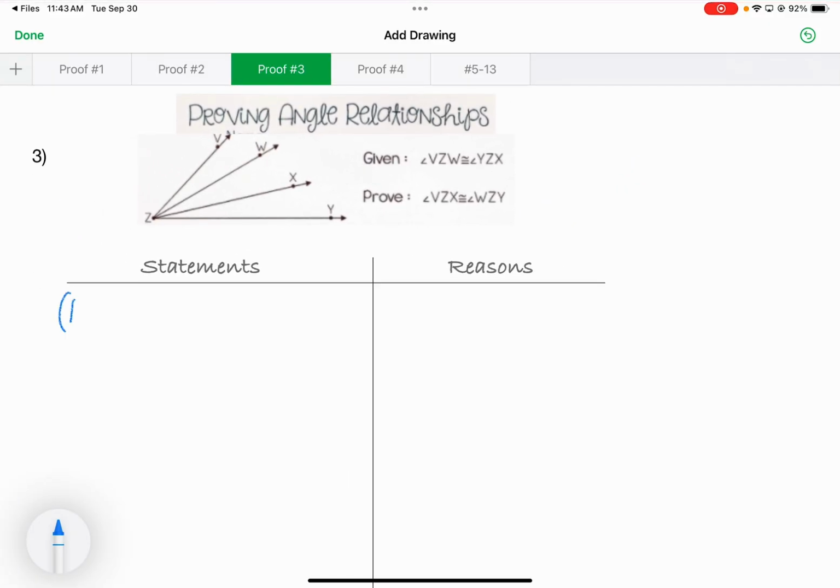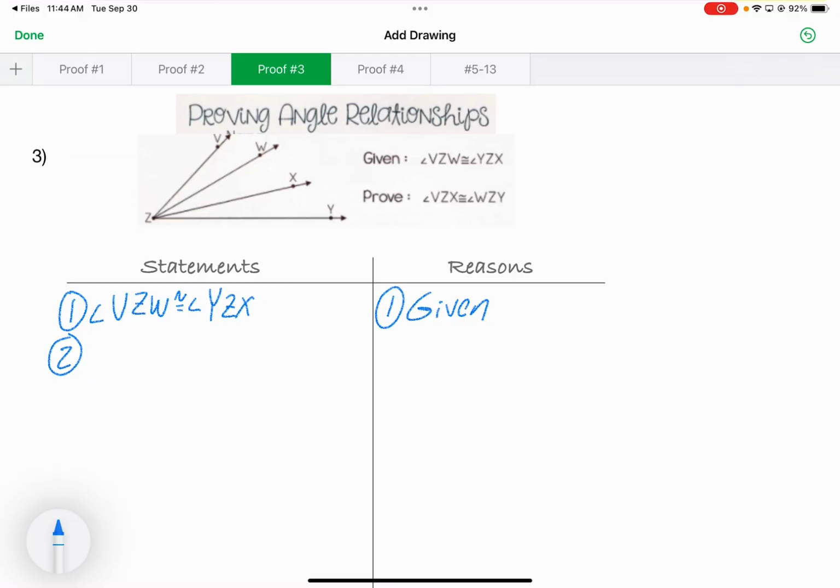All right, let's start givens. Angle VZW is congruent to angle YZX. Given. And then where do I go from there? I don't have any vocab in my givens, right? So I've got to use angle addition postulate. I've got to go to my diagram.